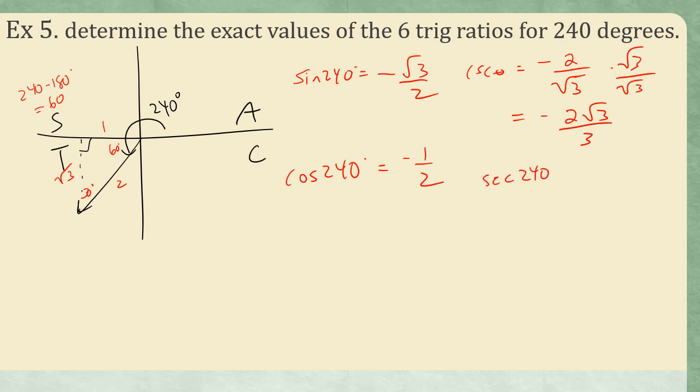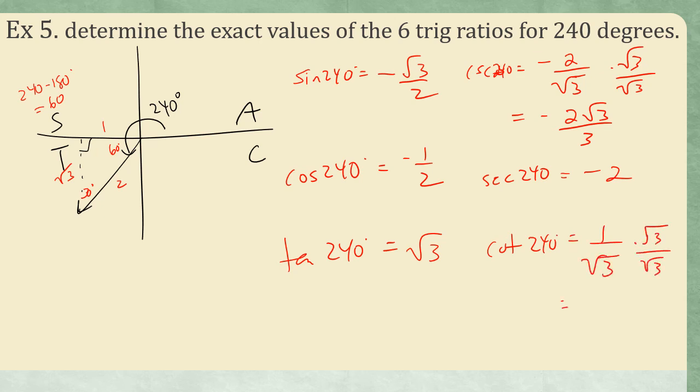Secant 240, oh, I just realized I wrote cosecant theta. We'll change that to 240. Secant 240, just that flipped, negative 2. Technically negative 2 over 1, but that's just negative 2, right? Tan 240, that would be opposite over adjacent, root 3 over 1, which is just root 3. It's in the tan quadrant, so it's positive. Cotangent 240 would be that flipped, 1 over root 3. Can't have that in the denominator, root 3 over 3. So there you have it. Again, hopefully that's not too bad.